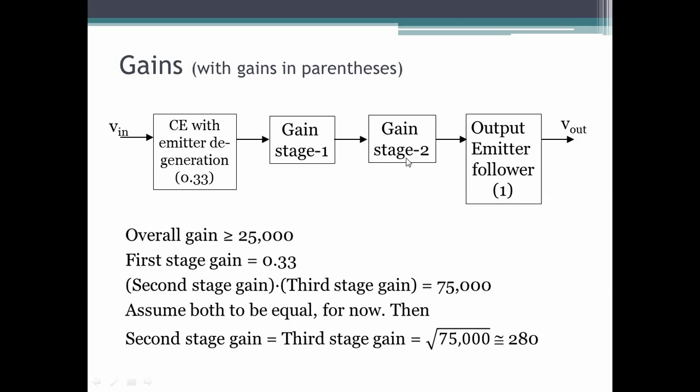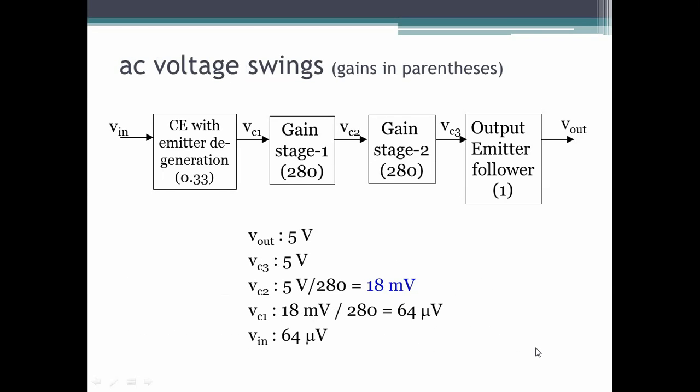For now we don't know these gains individually. Just to get a ballpark figure, let's assume that these gains are about equal, so that the square of this gain times this gain is 75,000. So each of the gains will be the square root of 75,000, which comes out to be about 280. Alright, so this is what we have. We have a gain of 280 here, a 280 here, 0.33 here.